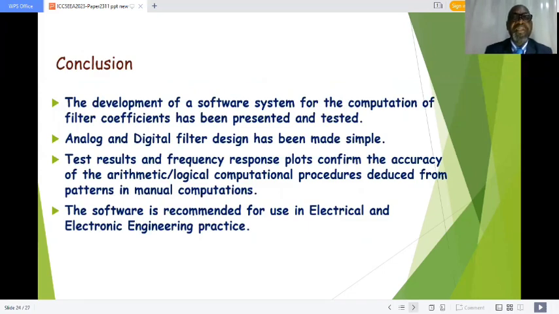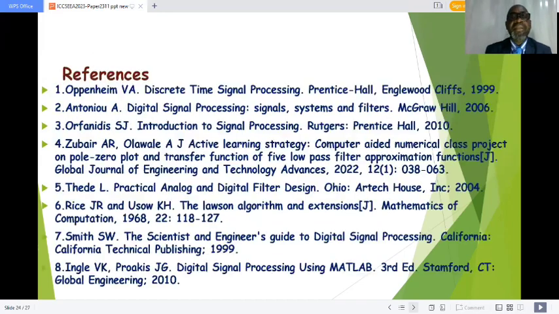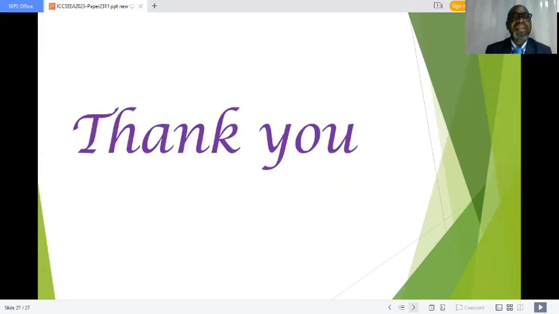Test results and frequency response plots confirm the accuracy of the arithmetic and logical computational procedures deduced from the patterns in manual computations. The software is recommended for use in electrical and electronic engineering practice. References. Thank you.